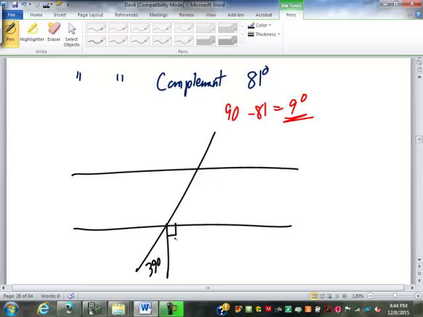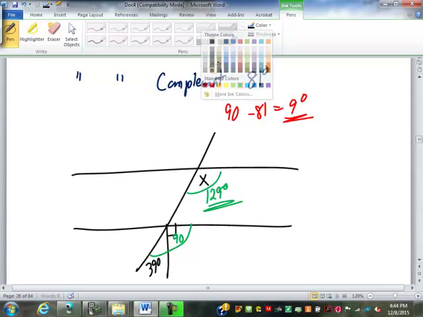If I give you that angle is 39 degrees, and I ask you to find this angle here, in your notes, try to figure out that angle for me. Well, angle X has to be equal to this angle right here. How can I find that angle? 39 plus 90, which is 129 degrees. Questions?